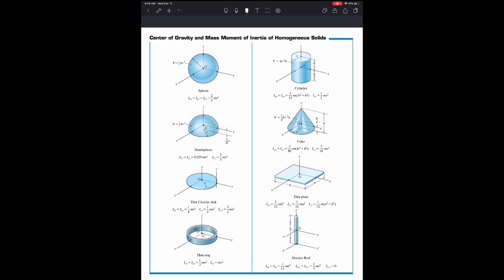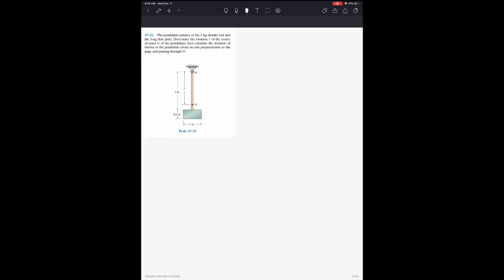The example problem I want to focus on is this one. The pendulum consists of a 3 kilogram slender rod and a 5 kilogram thin plate. Determine the location of the center of mass, then calculate the moment of inertia of the pendulum about an axis perpendicular to the page passing through G.